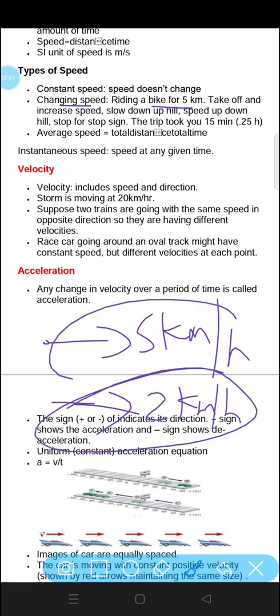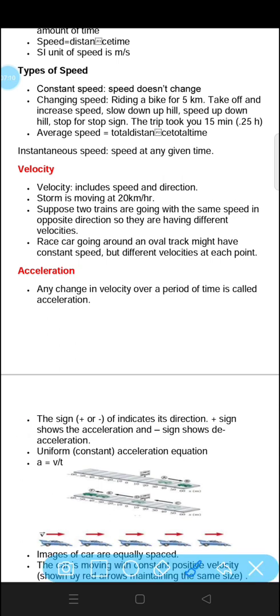So this changing speed, due to any obstacle or any other reason affecting the speed of the bike, leads to changing speed, and the distance traveled by the bike in a given time will change every time. Take off, increase speed, slow down, uphill, speed up, downhill, stop for stop sign. The trip took you 15 minutes, that is 0.25 hour.